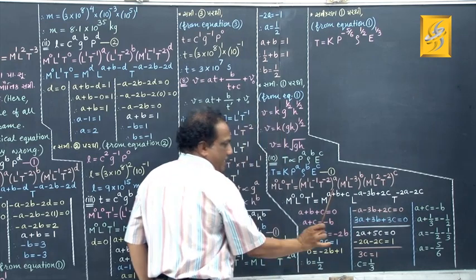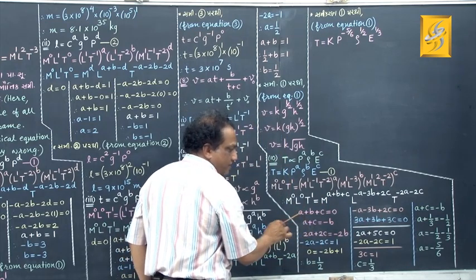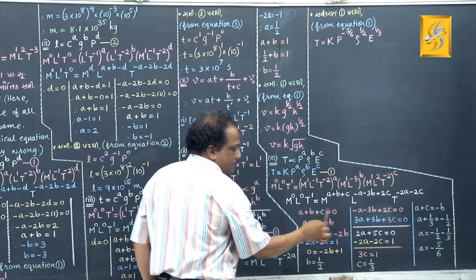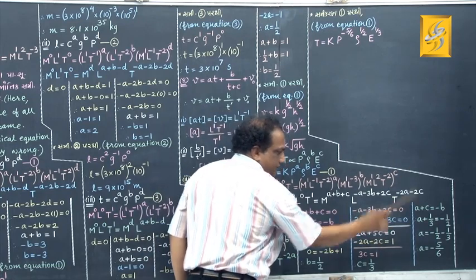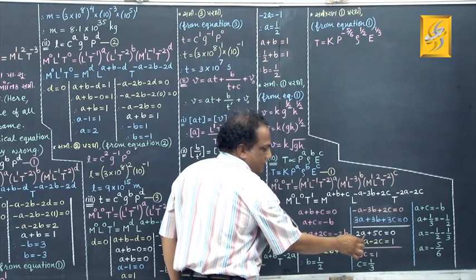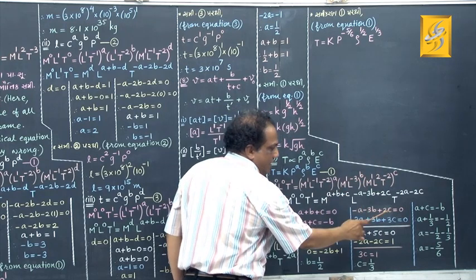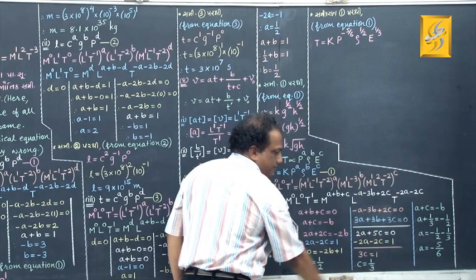Correct? Now just do one thing, this equation you may multiply by 3. If you multiply this equation by 3, you will get 3A plus 3B plus 3C, and 3 into 0 will be 0. Add these two equations. 3A minus A, that is 2A. Minus 3B plus 3B cancels. 2C plus 3C, that is 5C. 0 plus 0, that is 0.